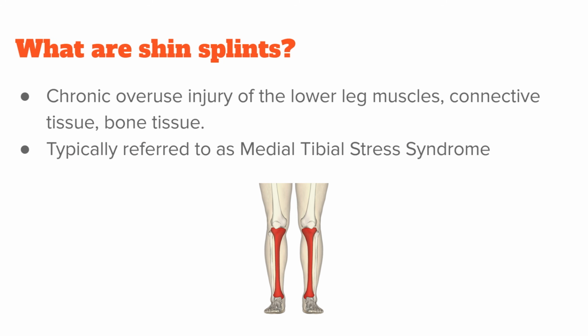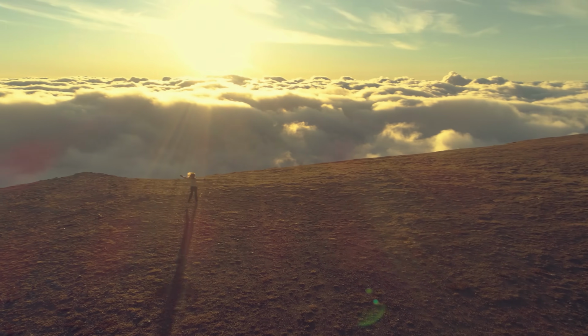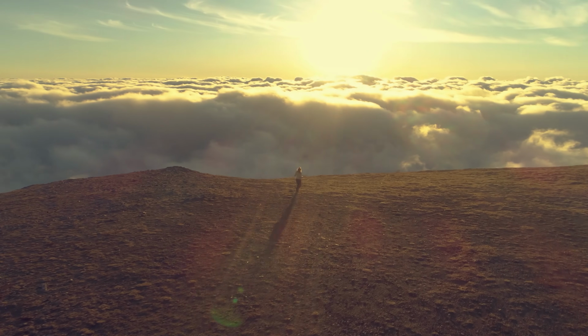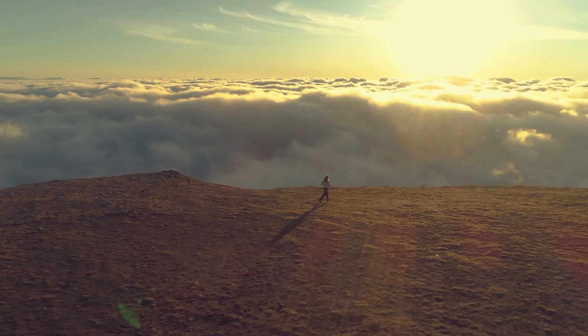So what are shin splints? Well, shin splints are a chronic overuse injury of the lower leg muscles, connective tissue, and bone tissue, typically referred to as medial tibial stress syndrome. The tibia is that big bone of your lower leg. Medial is on the inside. Stress syndrome, it all kind of makes sense. You have pain along the inside edge of your shin, medial tibial, from too much stress, and over time it builds up into being a bigger problem. Therefore, it's called medial tibial stress syndrome.